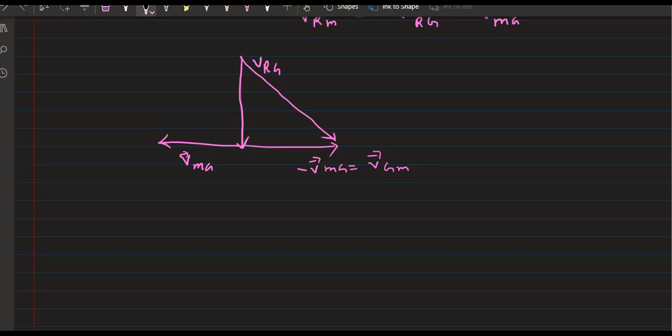Motion in plane was chapter 4. Okay, Prahlad, motion in plane is chapter 4.